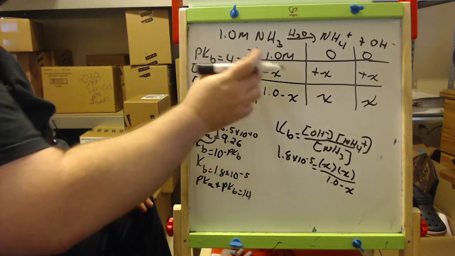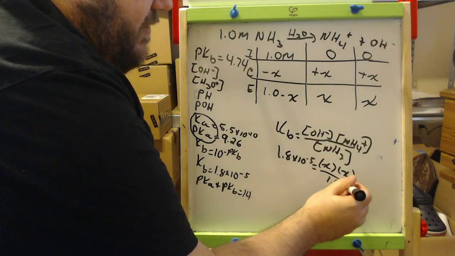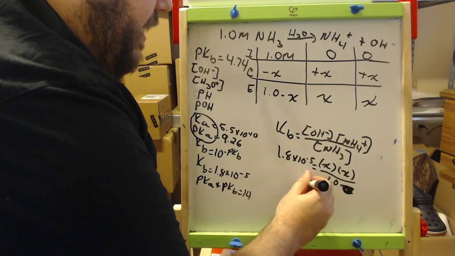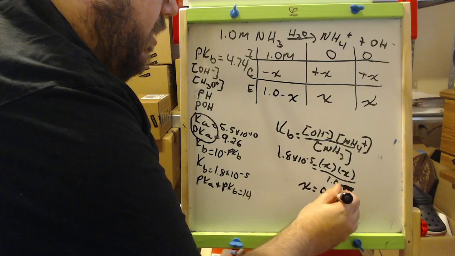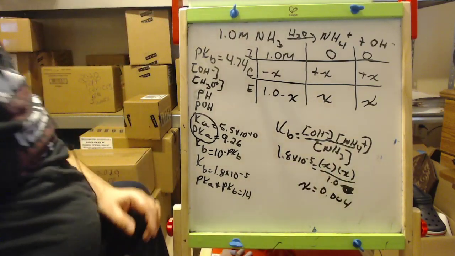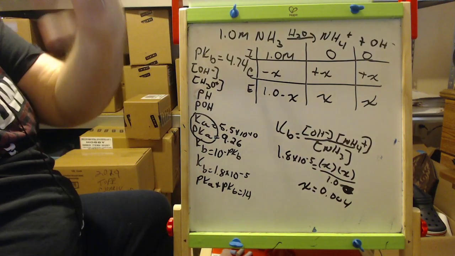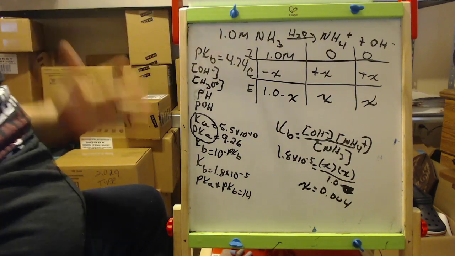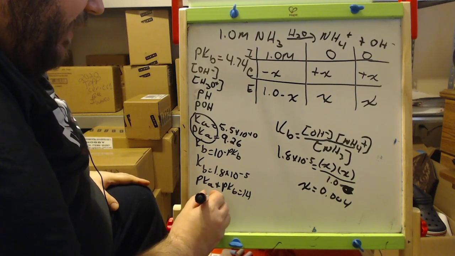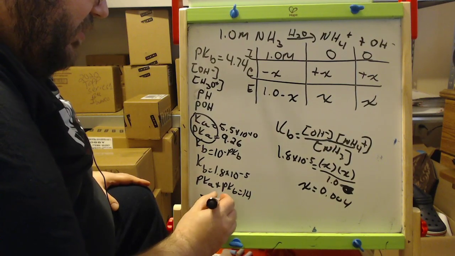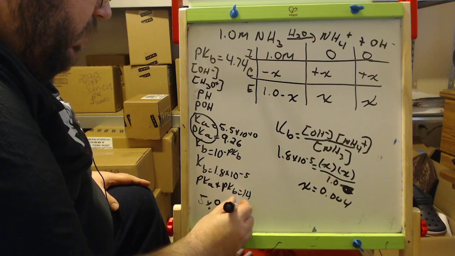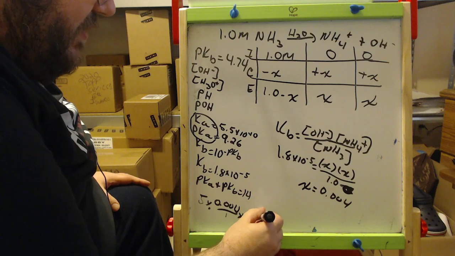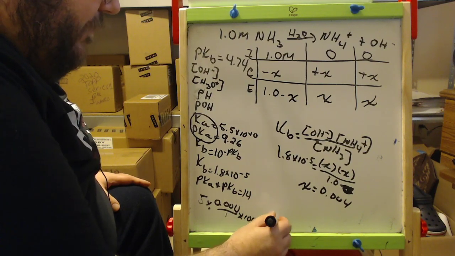I also know that this is a weak base. I'm going to assume that this change is super small. We're going to find out that x is still 0.004 like we've seen on the last one. I know the math is the same, guys, but it means something different this time. We could still do the 5% check over here. The 5% check, just to make sure, 0.004 over 1 times 100. We're going to be okay with this assumption because, again, it's going to be 0.4%.